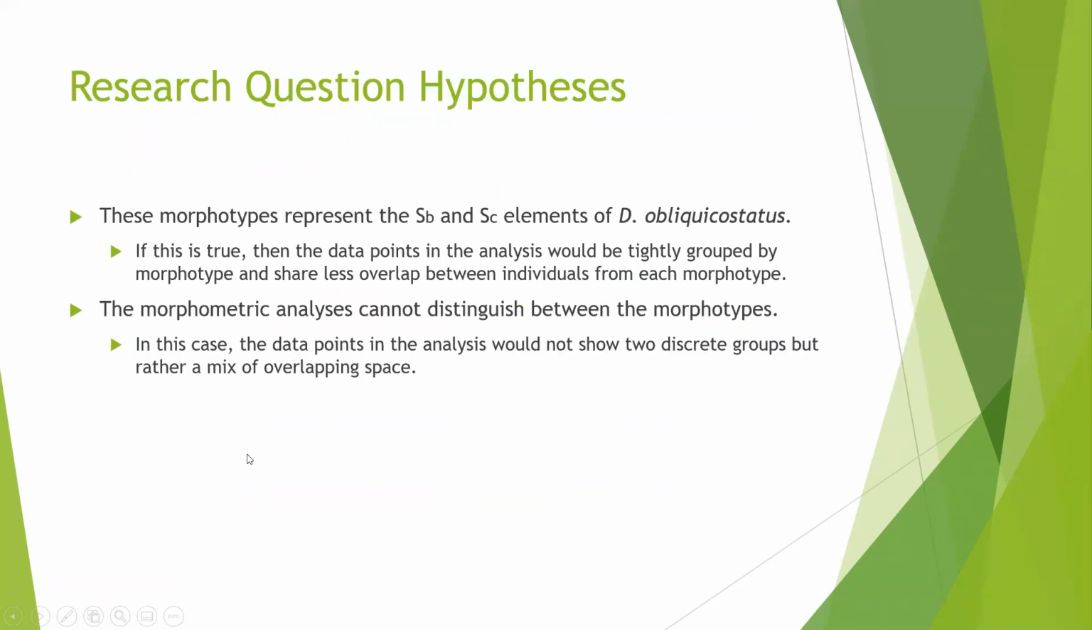I came up with two possible hypotheses to answer my previously stated research question. First being that these morphotypes represent the SB and SC elements of Dapsilotus obliquicostatus. If this is true, then the data points in the analysis would be tightly grouped by morphotype and share less overlap between individuals from each morphotype. The second hypothesis would be that the morphometric analyses cannot distinguish between the morphotypes. And in this case, the data points in the analysis would not show two discrete groups, but rather a mix of overlapping space.